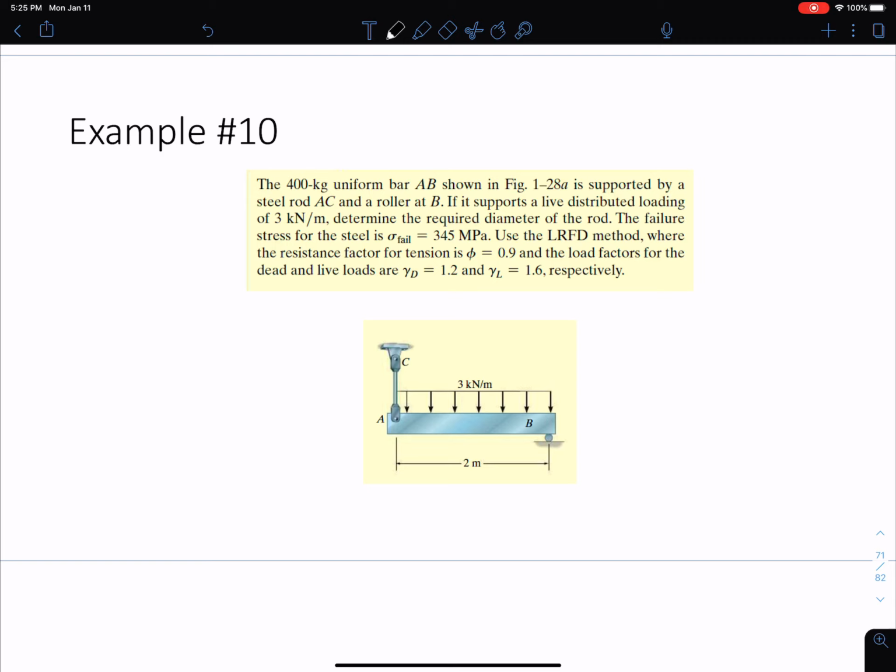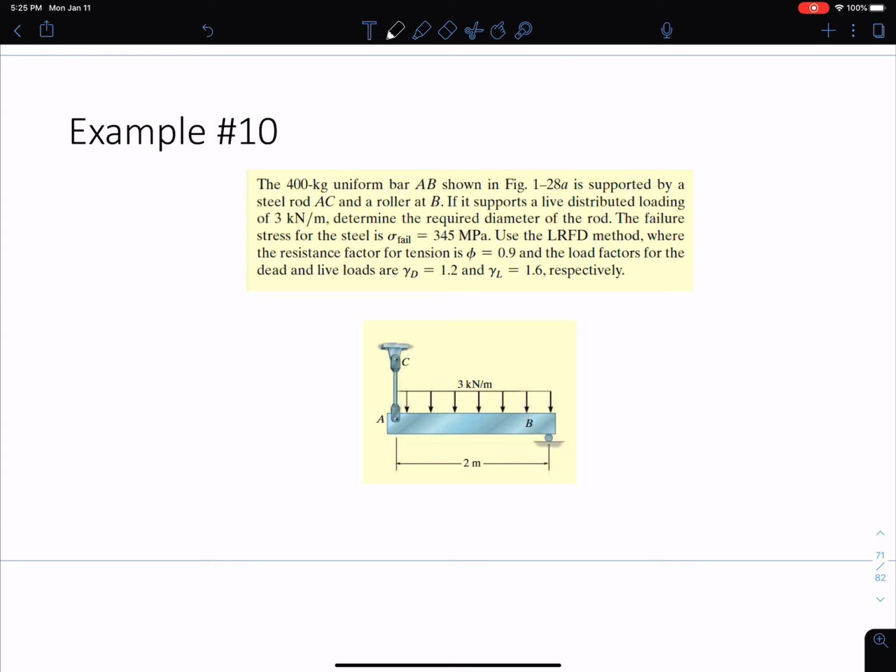We have a 400 kilogram uniform bar. The fact that it's giving us the weight of the bar means that we need to include that in our free body diagram. That's a heads up there. It's supported by a steel rod AC and a roller at B. If it supports a live distributed loading of 3 kilonewtons per meter, determine the required diameter of the rod.